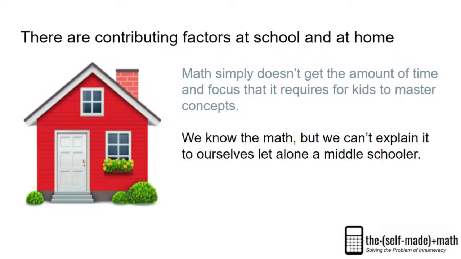Problem number 2 for parents is that we know the math, but we can't explain it to ourselves, let alone a middle schooler. This is the common problem of, I know that a $100 item at the store is 10% off, and that means that I'll save $10 and I'll pay $90 for that item. But I can't necessarily tell you why that's the case. I've just been doing it for so long. I know it to be true and I know it's right.